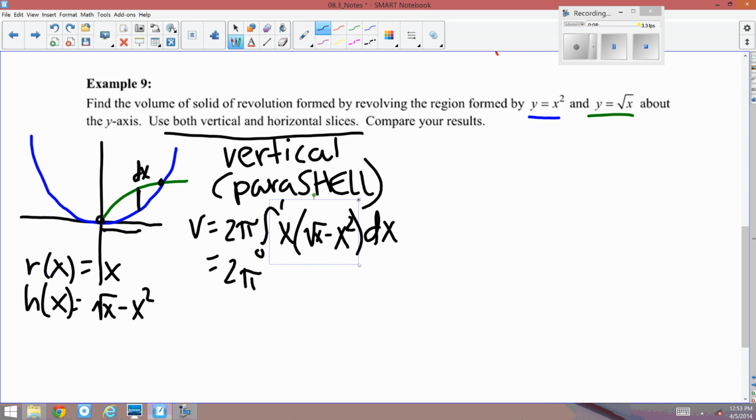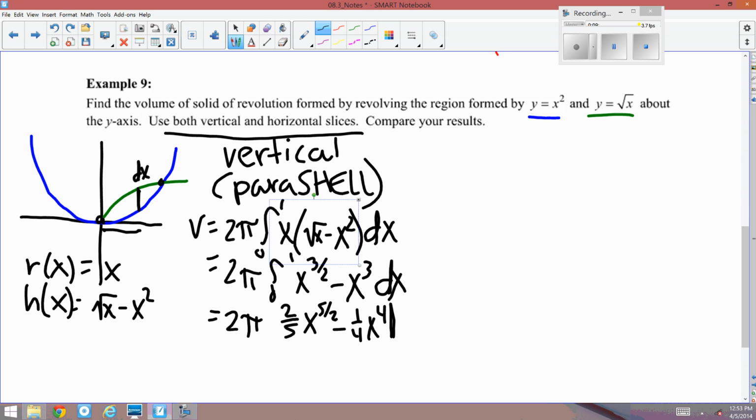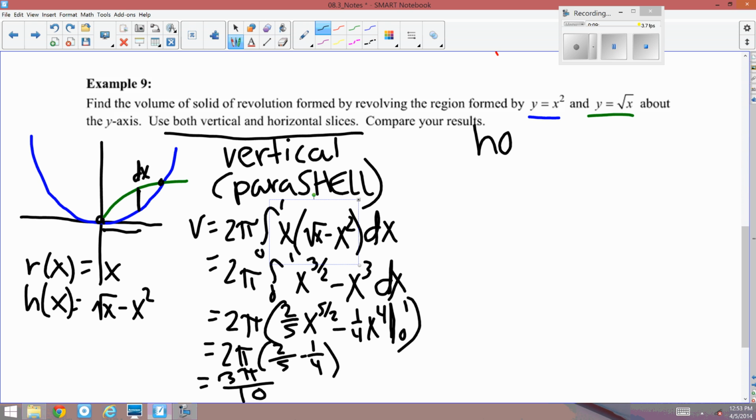2 pi times the integral 0 to 1. That would be x times x to the 1/2, x to the 3/2, minus x cubed. 2 pi times, add 1 to the power, divide by that new power, evaluated from 0 to 1. 2 pi times, looks like 2/5 minus 1/4, which gives us 3/20. Alright, so we get 3 pi over 10.